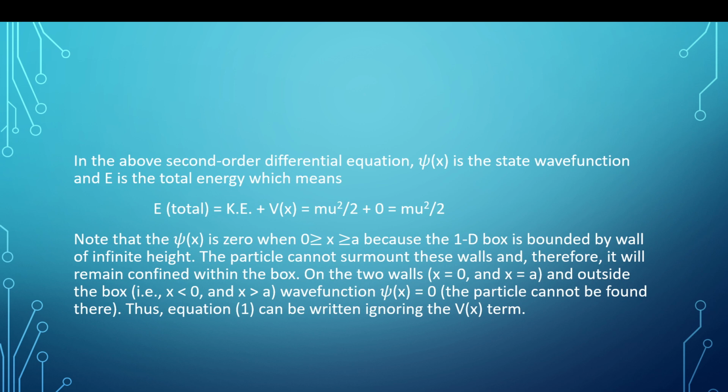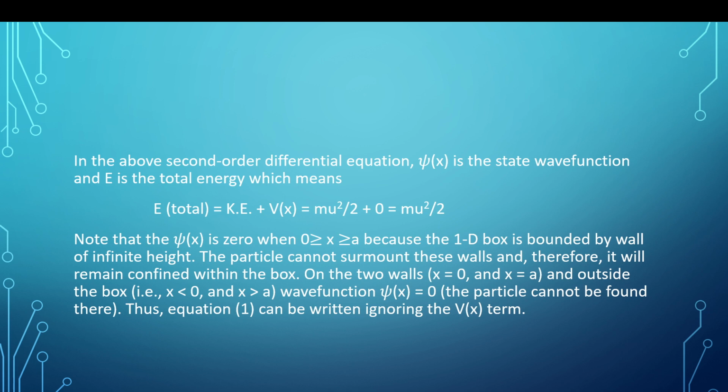In the above second order differential equation, psi(x) is the state wave function and E is the total energy of the particle. It means E total equal to kinetic energy plus potential energy, which is 0. Therefore, it is equal to m u square by 2, u is velocity. Note that psi(x) is 0 when x is less than or equal to 0, greater than or equal to a, because 1D box is bounded by wall of infinite height.